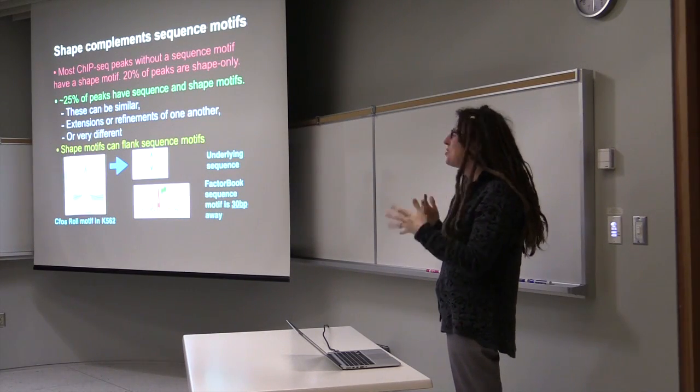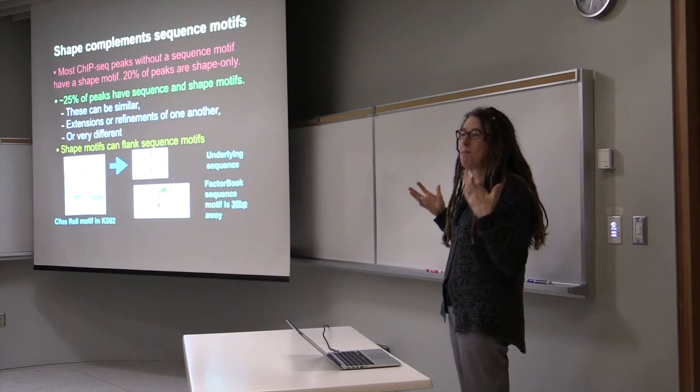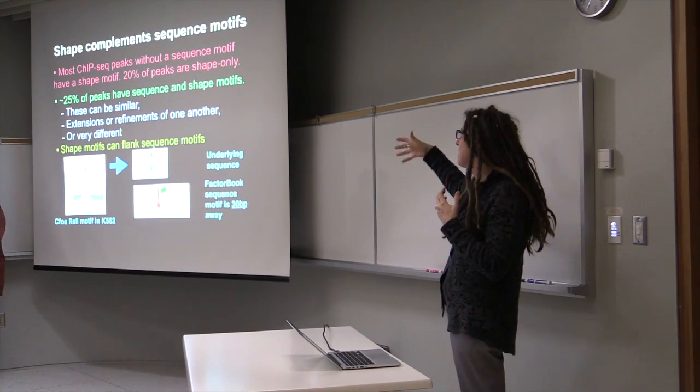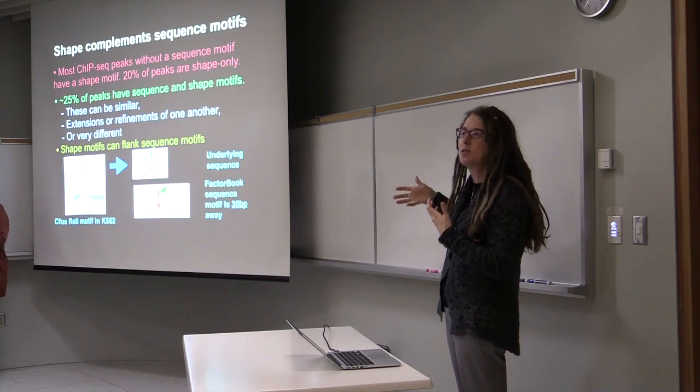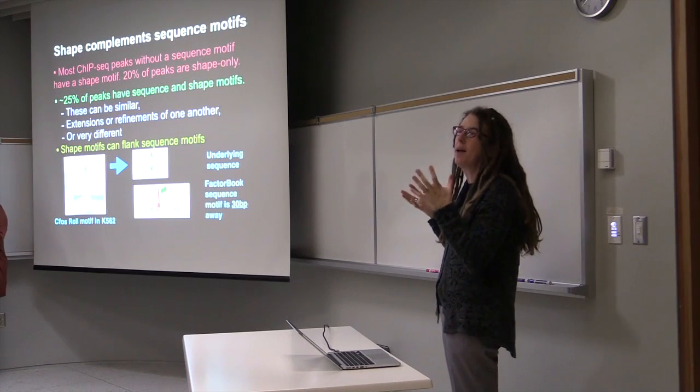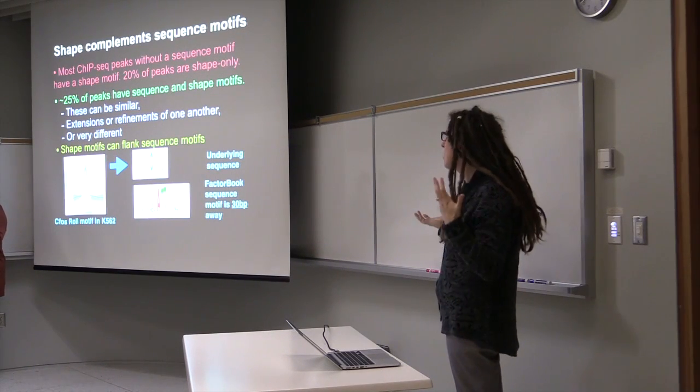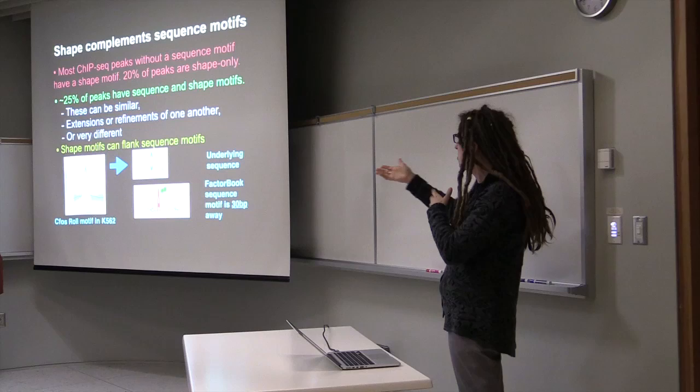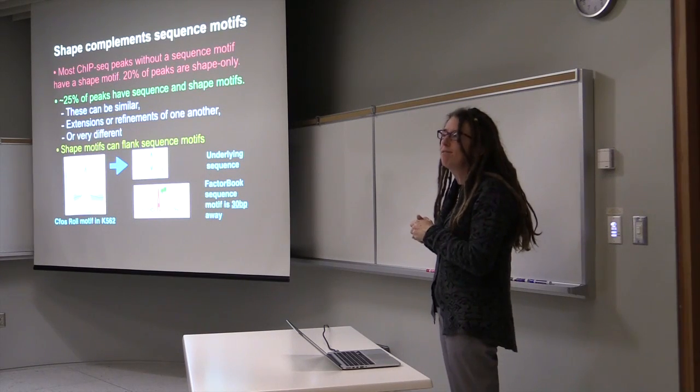So again, it would be interesting to understand what the mechanisms are for requiring this particular shape 30 base pairs away. Is there a big complex that's binding? Is it somehow creating a change in the recognition of the sequence motif, for example?